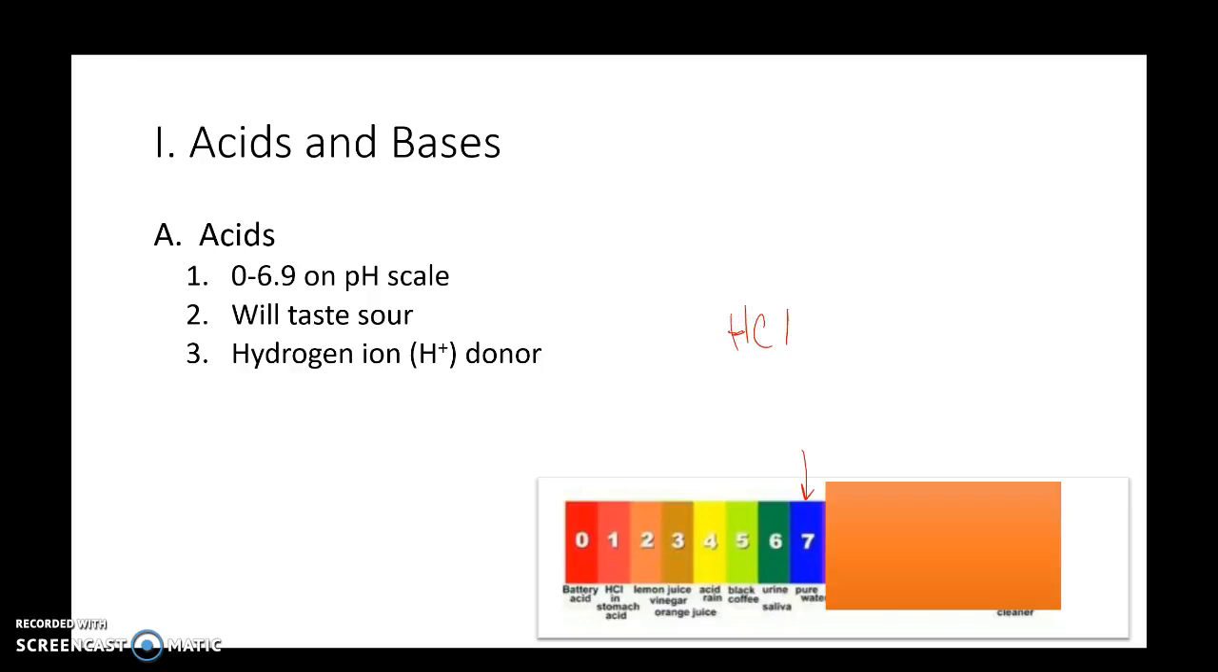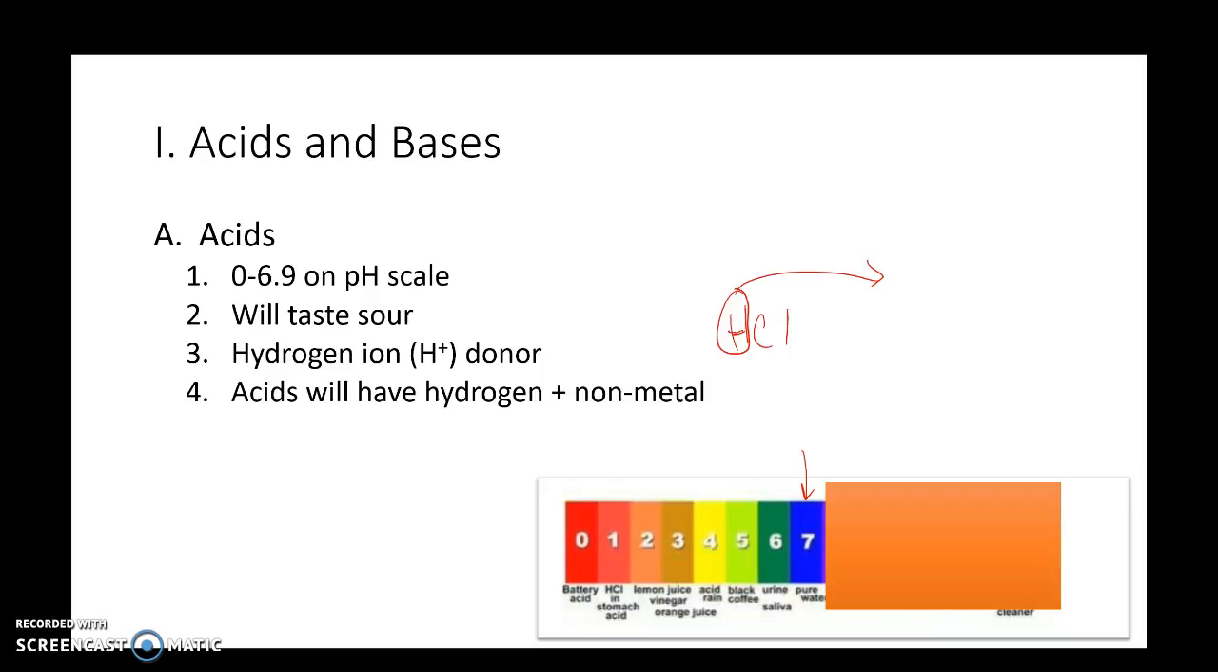It's a hydrogen ion or H plus donor, so that means that this hydrogen here will actually leave and go to the base as it's reacting. So anytime you give up that hydrogen, you're technically an acid. That'll be more important when you get into more complicated acid-base chemistry. And again, acids are going to be that hydrogen ion, that H, plus some sort of non-metal.